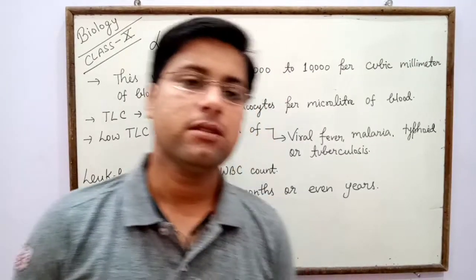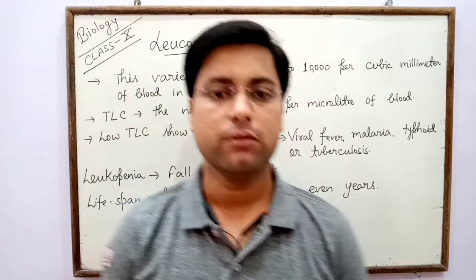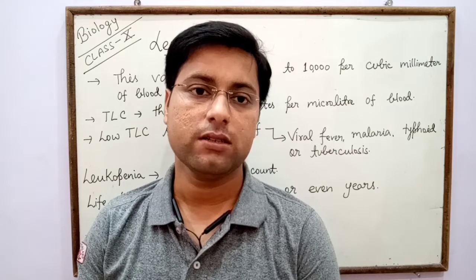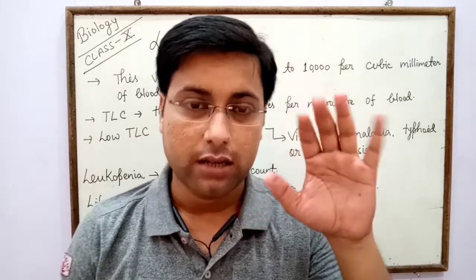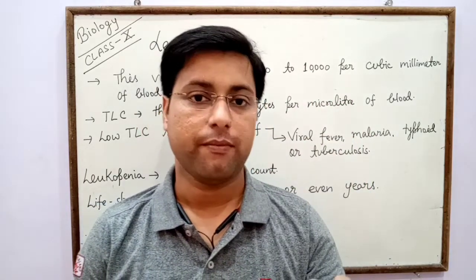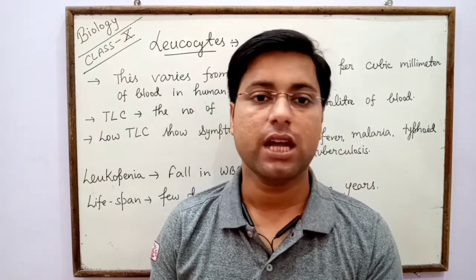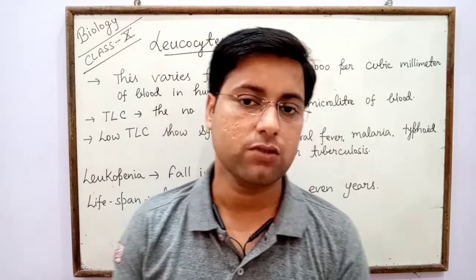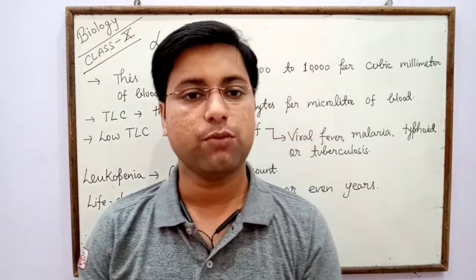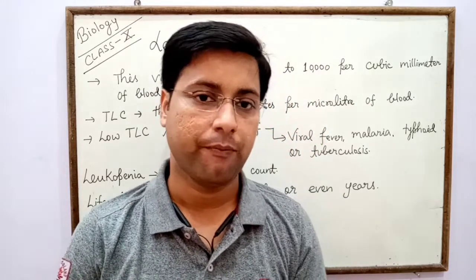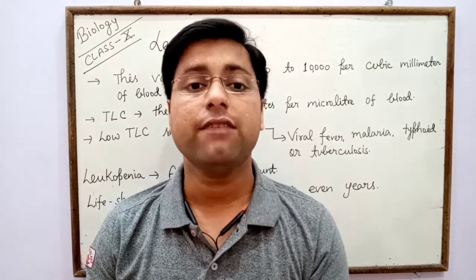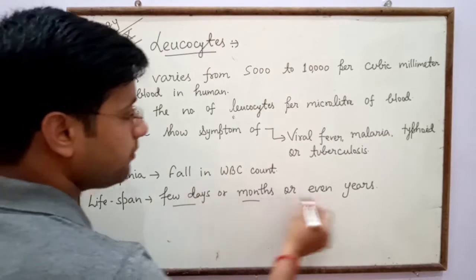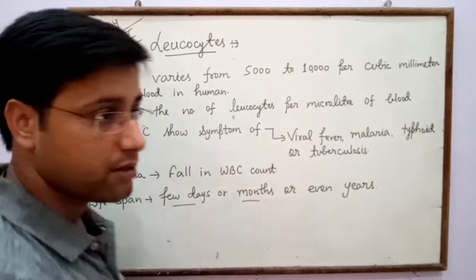So second number is leukocytes, that is WBCs, white blood corpuscles. White blood corpuscles are colorless corpuscles because there is no type of pigment present in WBCs. So it is colorless and not responsible for any color in blood. And the lifespan of WBCs is a few days, months, or even years.